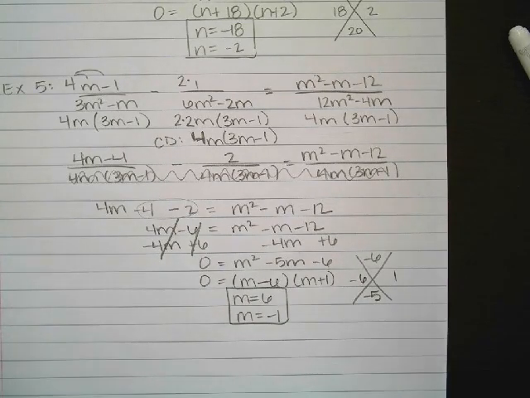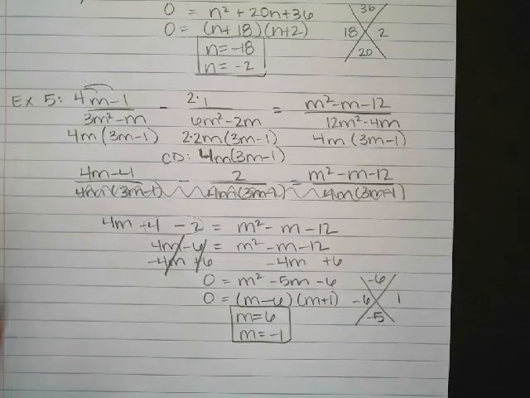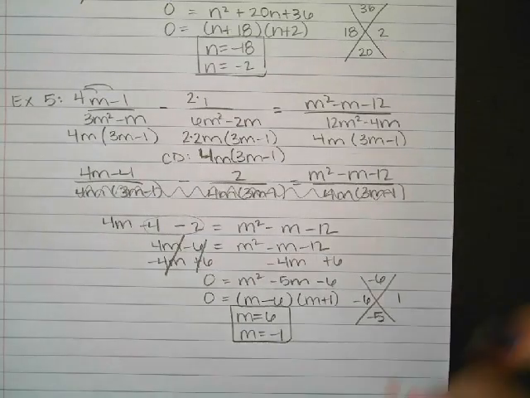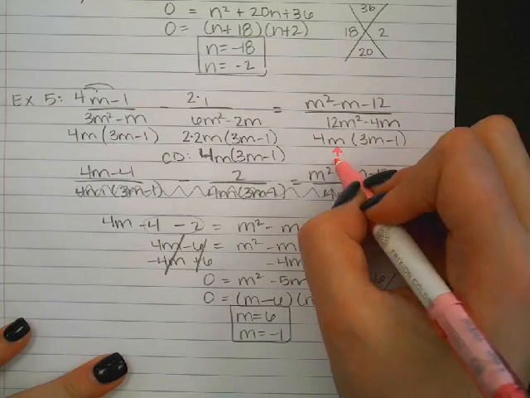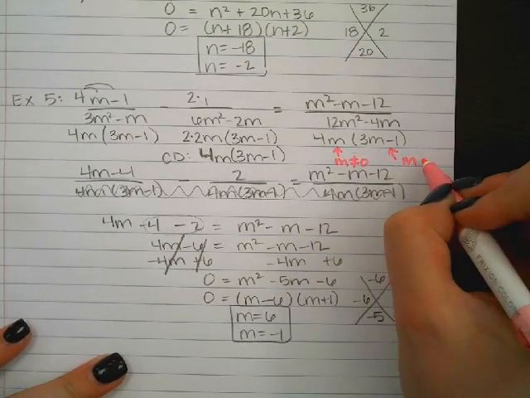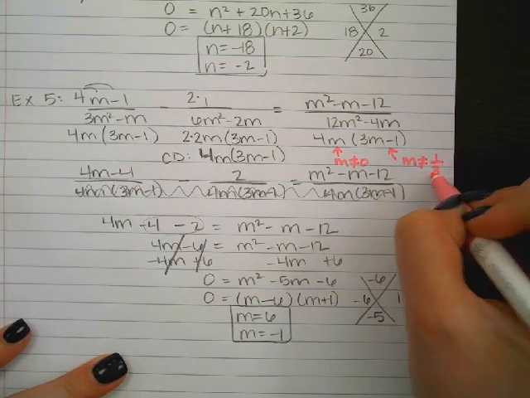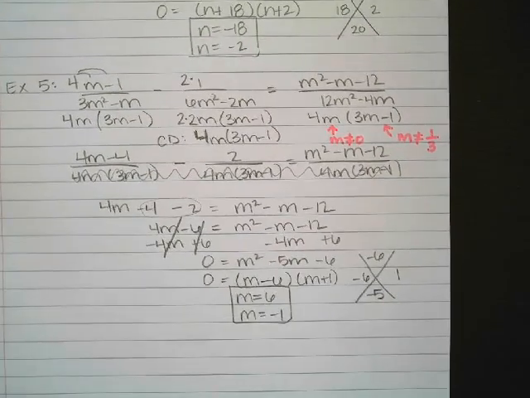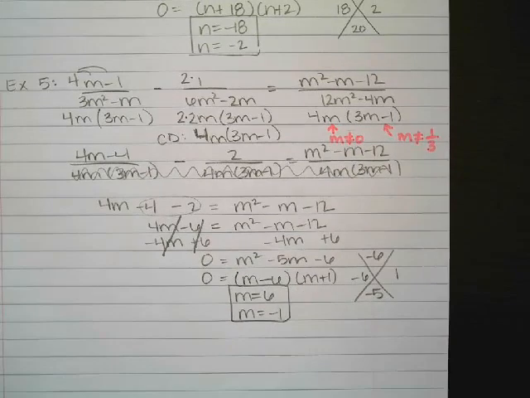If I go back up to the original problem and I look at these denominators, I can see that right here m cannot equal 0. And here m cannot equal positive 1/3. And neither one of those is the answer, and so that means I'm good. I don't have to worry about either one of those answers being excluded.